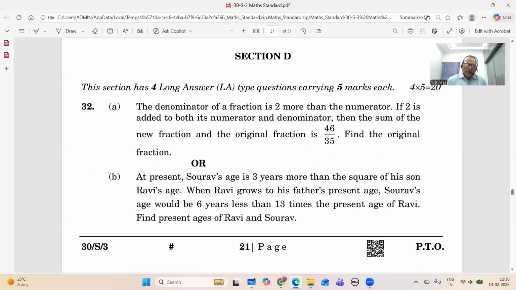Okay. And then we'll compare the time gap between the present age and future age of Saurav as well as Ravi. We'll equate them. That gives us a quadratic, and we'll be solving them. So we have at present Saurav's age is 3 years more than the square of his son Ravi's age. When Ravi grows to his father's present age, Saurav's age would be 6 years less than 13 times the present age of Ravi.